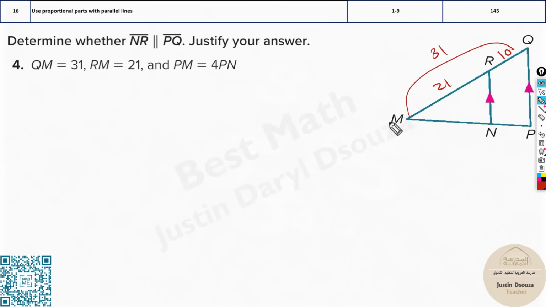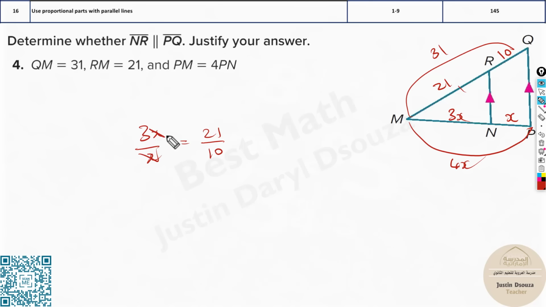Now, they have told PM, the total of PM is equal to 4 times PN. So now if PN is x, PM will be 4x. It's 4 times more than that. So that's it. Now here, since I know the total, I can even find this one. How can I find this? 4x minus x will be, this is 3x. That's it. Or I can use the total as well. It's up to you. But since I've written all the parts, let's take it part by part. Here, bigger 3x by x will be equal to 21 by 10.